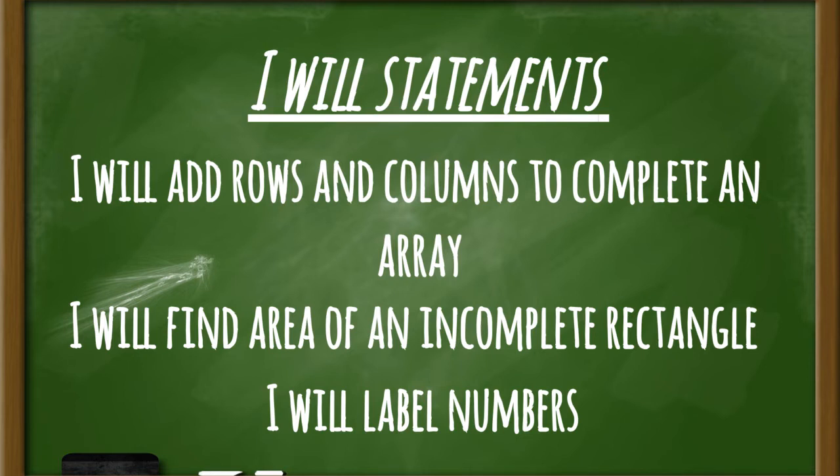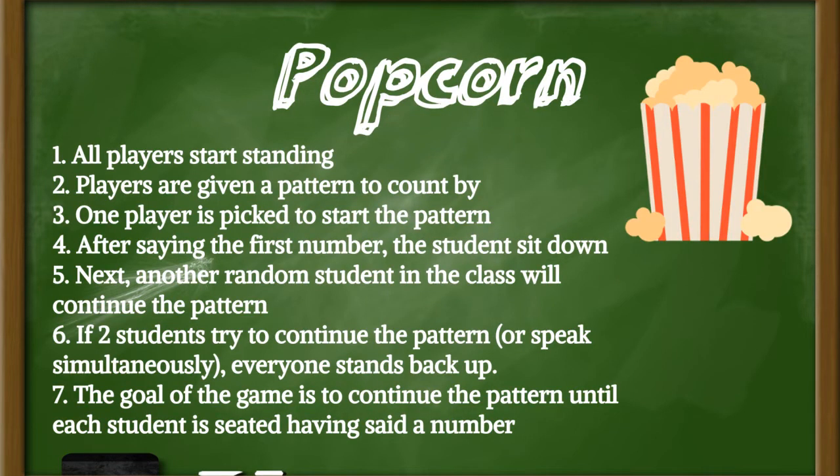Let's get into our review activity today before we get into our lesson. The next activity we are going to do is called popcorn. How this activity works is all students will be started by standing at their seats. You have to listen carefully in this game and make sure you pay attention to your other classmates. How the game works is while you're standing, you will be given some sort of pattern to either count or multiply by that you will have to follow as a class.